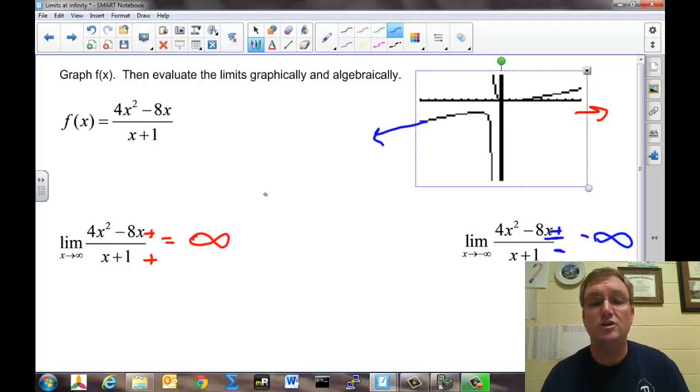So I encourage you to always look at these in more than one way. Look at them graphically, look at them algebraically, look at them numerically. All three methods should give you the same answer. If they do not, you need to go back and evaluate your methods and see what you've done wrong, because they have to agree.